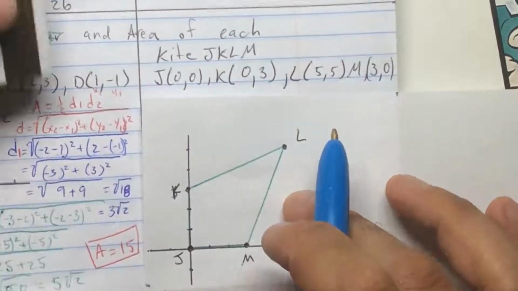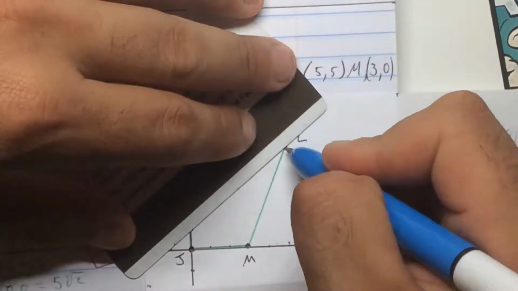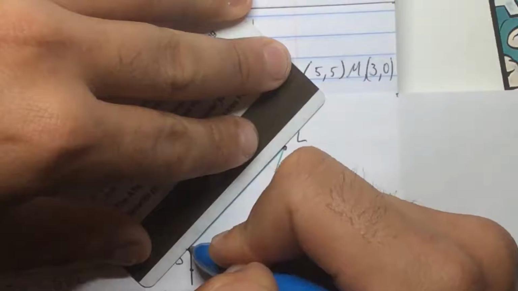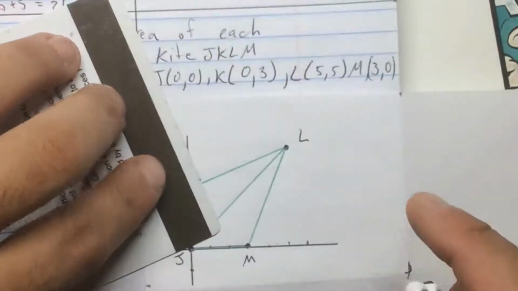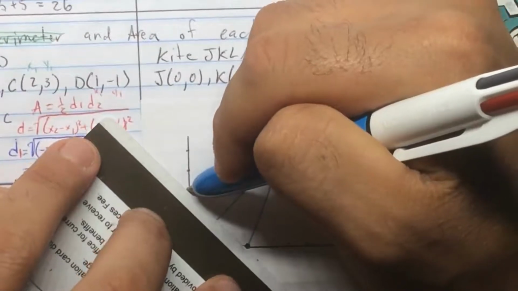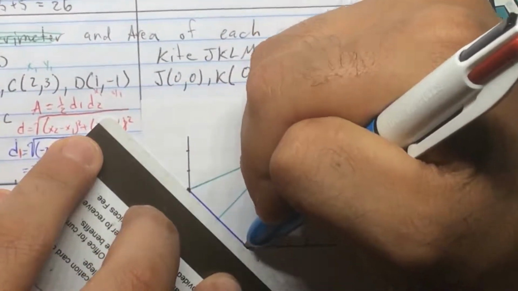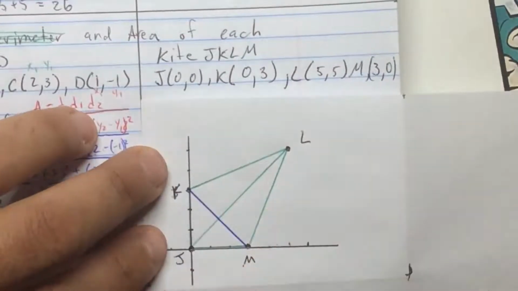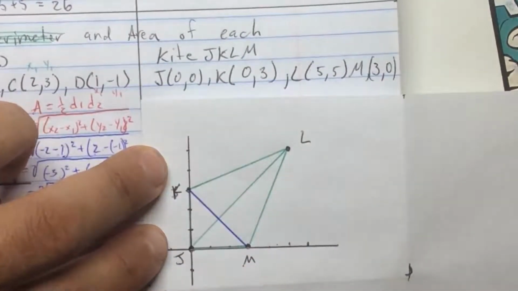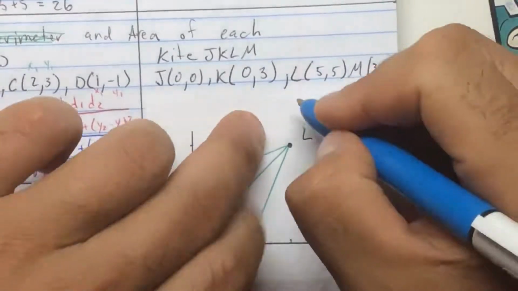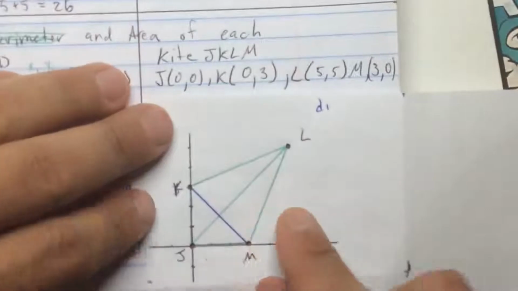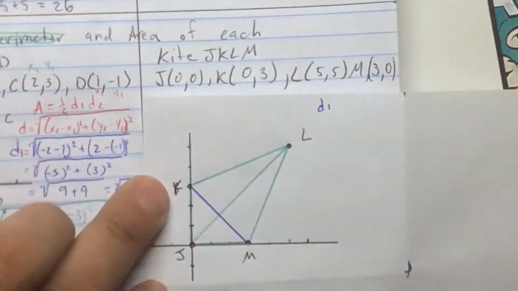Okay, so it's our kite, and once again we're going to be finding the diagonals here. We're going to do one green and one blue, just like we did on the rhombus. I guess I should have done the actual kite a different color, but it doesn't really matter. So our diagonal 1 is going to be our blue, and our diagonal 2 is going to be our green.